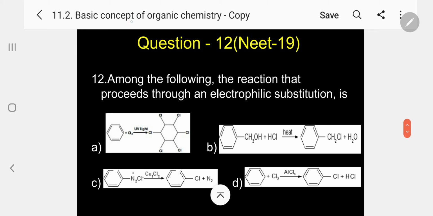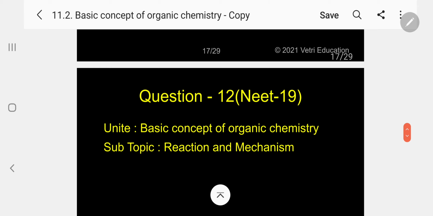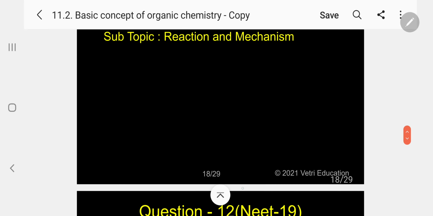Please follow. Question number 12. This question was asked under NEET 2019. Among the following, they have given some reactions. The reaction that proceeds through electrophilic substitution. Please follow. So this question was asked under the basic concept of organic chemistry, again reactions and mechanism. Specifically, kindly follow. So now let me explain here.